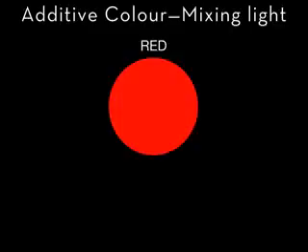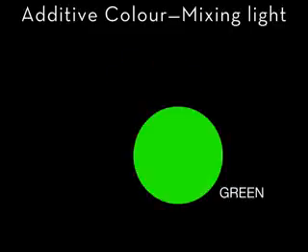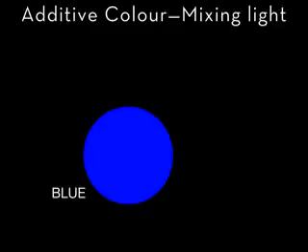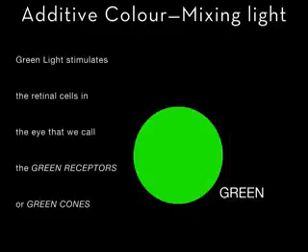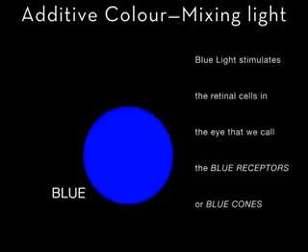The 3 primary light colors or primary additive colors are red, green, and blue. Red stimulates the retinal cells in the eye that we call the red receptors or red cones. Green stimulates the retinal cells in the eye that we call the green receptors or green cones. Blue light stimulates the retinal cells in the eye that we call the blue receptors or blue cones.